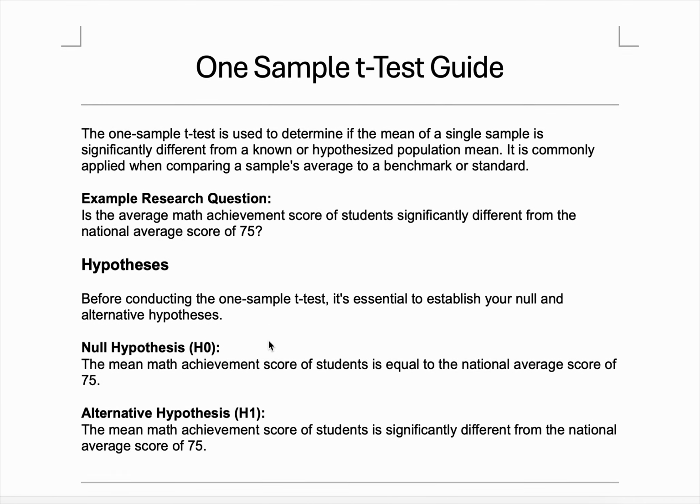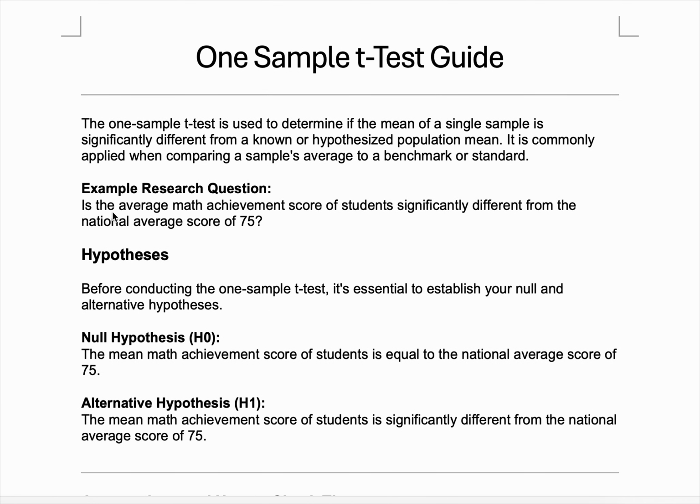And so if you look at your research question, I have, is the average math achievement score of students significantly different from the national average of 75? So a national average means they're taking everyone in the nation and getting the average looking at everyone. So that's a population because I'm looking at everybody. So I'm taking my students, my district, my school, whatever group you want, and comparing them to that mean of 75.